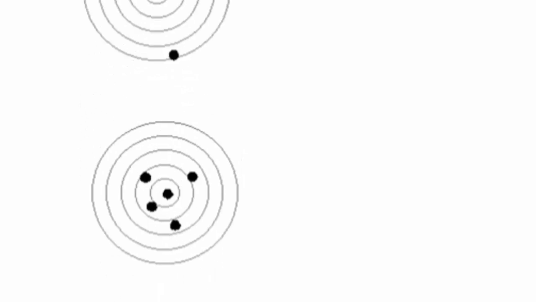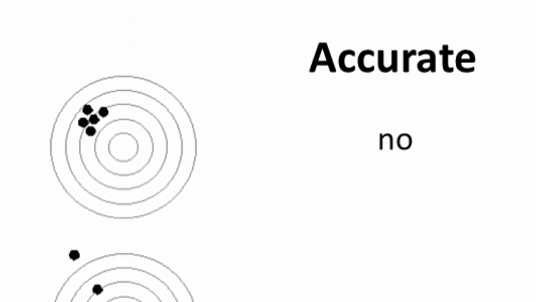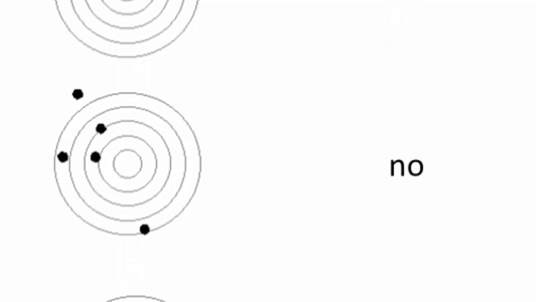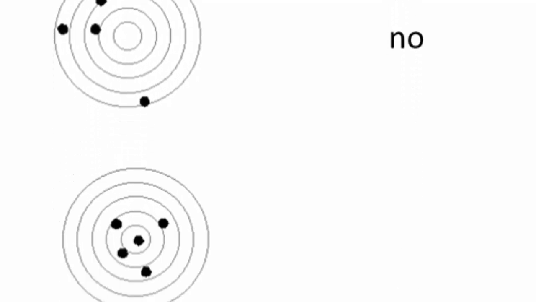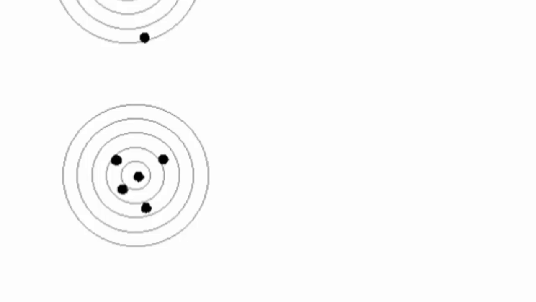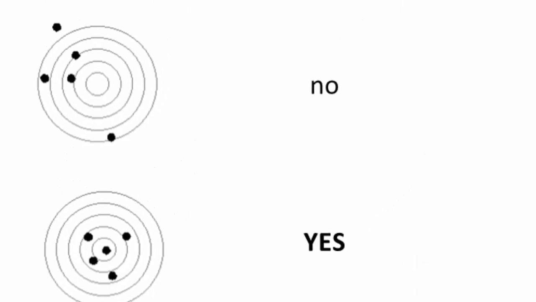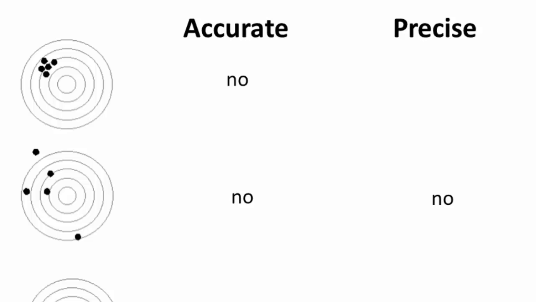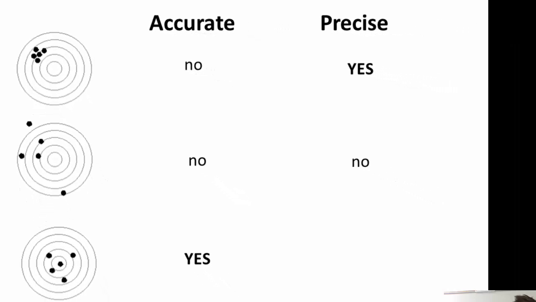So let's look at accuracy first. We'd say the first one is not accurate because they're not at the bullseye. The second example is not accurate either. None of those reach the bullseye. Now the third one, they're fairly close, so we'd say those are accurate. Now, are these precise? The first one, we see those numbers are the same, even though they're not where they should be, and those are reproducible, so those are precise. The second measurement, we see those are not precise because they're all different values. And the last one, we see all those numbers are fairly close together, so we say those are precise as well.